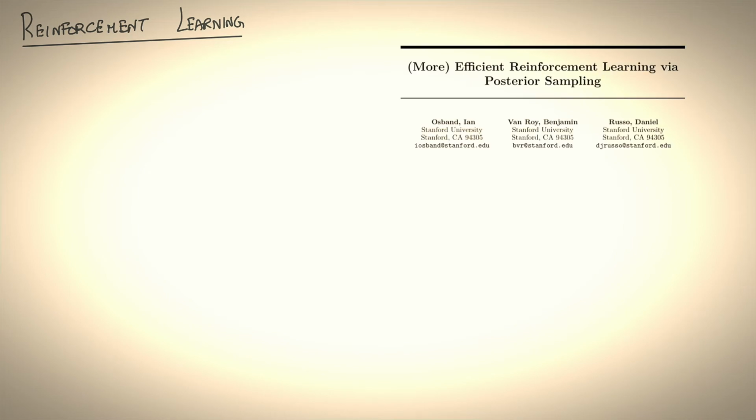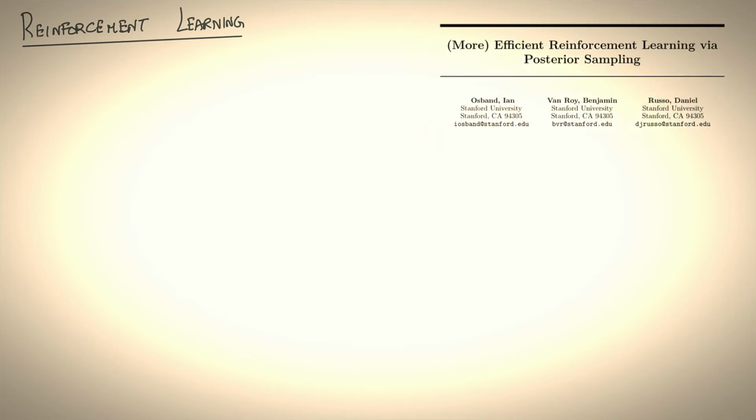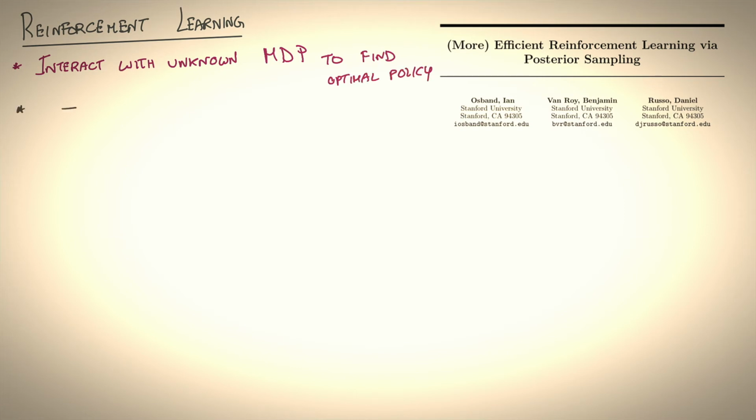Okay, let's move on to reinforcement learning. Now, reinforcement learning has various ties to regret analysis, but we are going to talk about work by Osband, Van Roy, and Russo that looks at reinforcement learning through a Bayesian lens. So, what is reinforcement learning? You have a learner that's interacting with an unknown MDP to find the optimal policy.